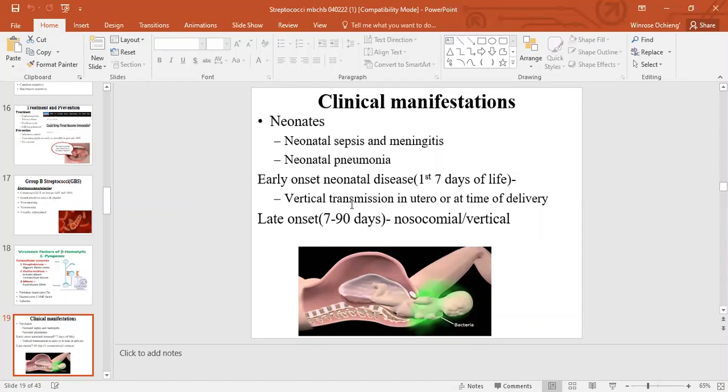And so the onset, we have seen, is 7 to 90 days, and it can also be nosocomial. They can pick it up when they are being born. That's why the nurses, after the children have been given birth, usually take very good care. We even screen the nurses, which is very important, for those bacteria that they can give to the neonates.